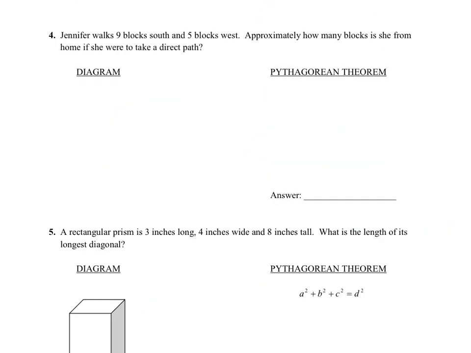Number 4, it says Jenny walks 9 blocks south and 5 blocks west. Approximately how many blocks is she from her home if she were to take a direct path? So I'm going to go ahead and put a dot and say that's where Jenny walks. That's home base, right? So there's home. So it says she walks 9 blocks south. So 9 blocks, right? And then she goes 5 blocks to the west.